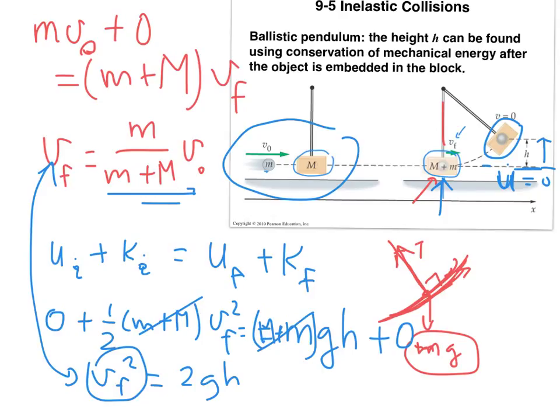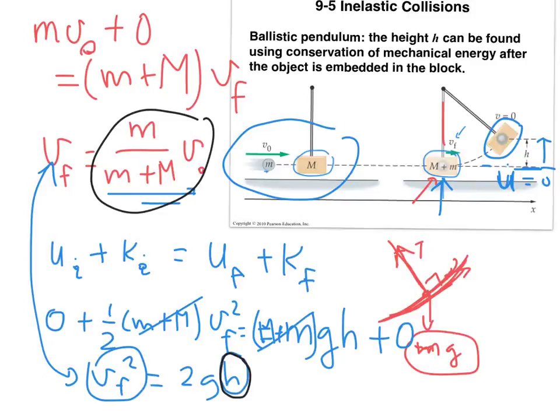In the text, they want to solve for H. So all you do is you look at this and you say H is V final squared divided by 2g. And V final is this. So you square that, divide by 2g. That's your answer for H. Okay, so just go back and do the algebra if you have to. But the application of conservation of linear momentum and conservation of mechanical energy are what you need. Okay?